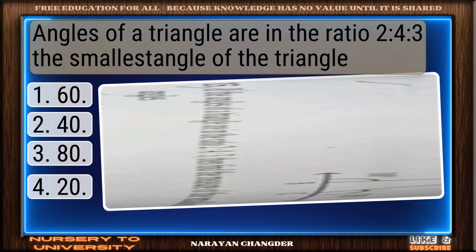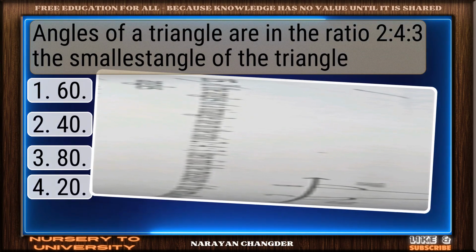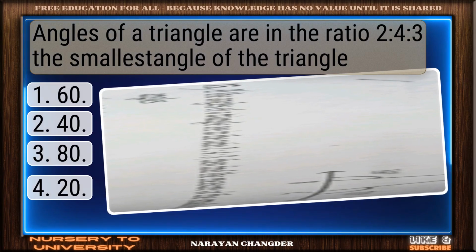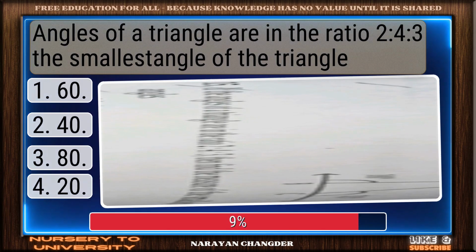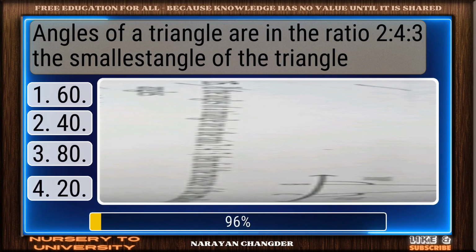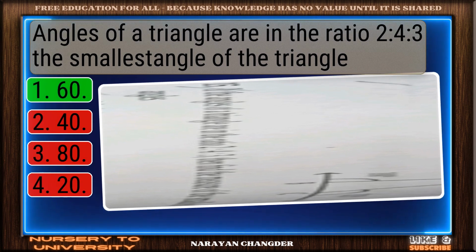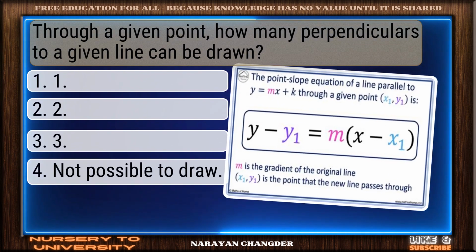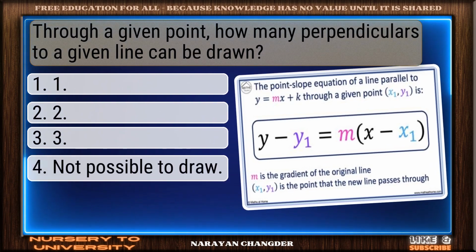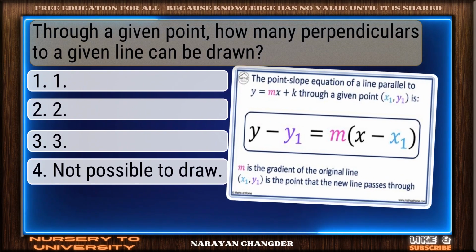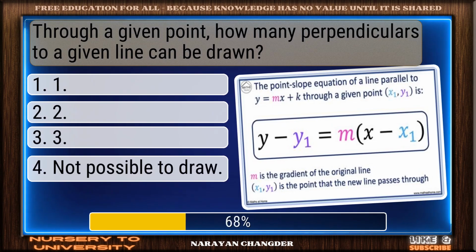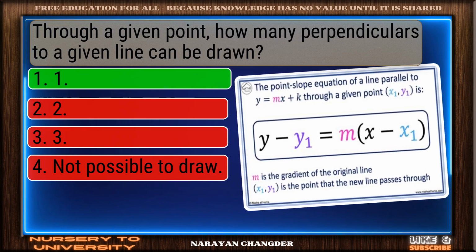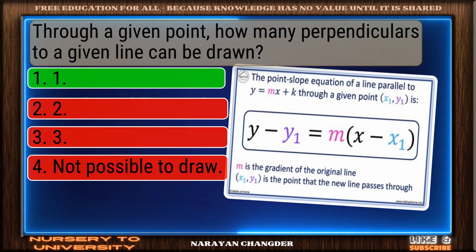Question number 39. Angles of a triangle are in the ratio 2, 4, 3. The smallest angle of the triangle. Correct. 60 is the right answer. Question number 40. Through a given point, how many perpendiculars to a given line can be drawn? Well reasoned. 1 is the correct choice.